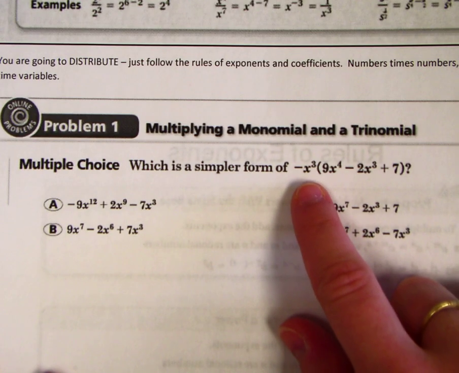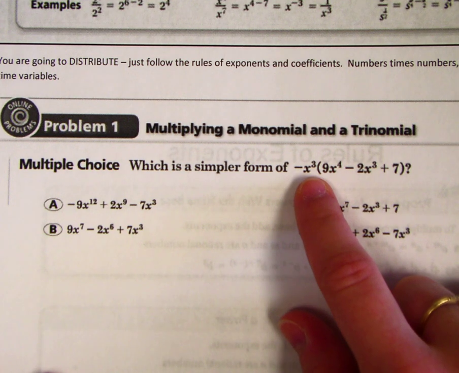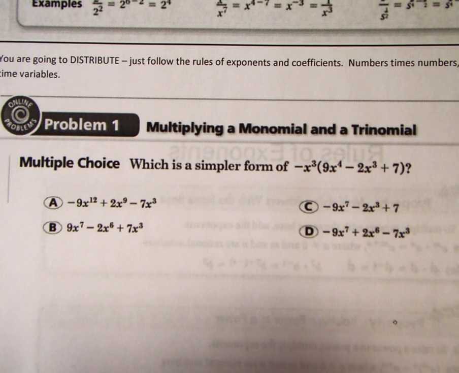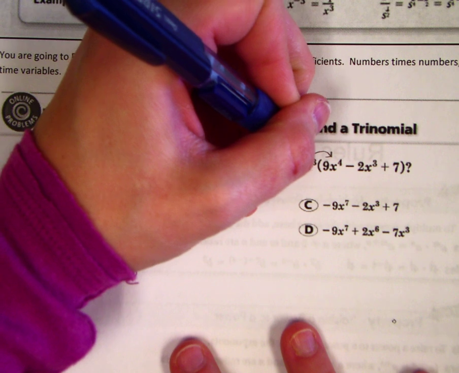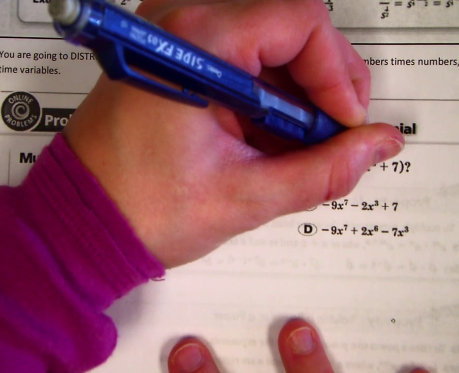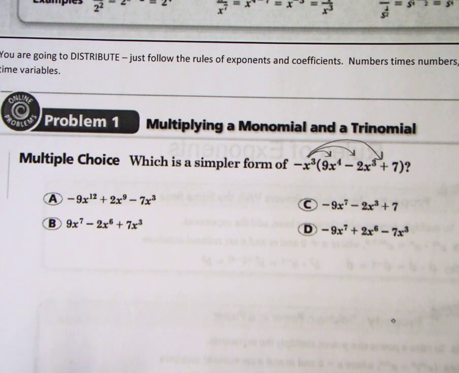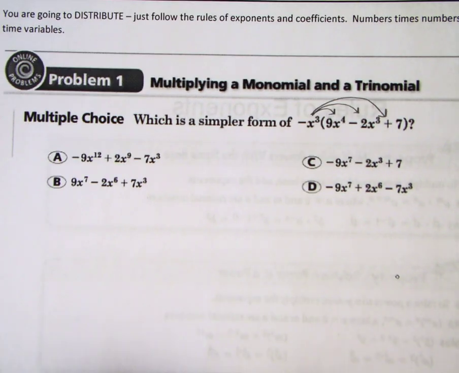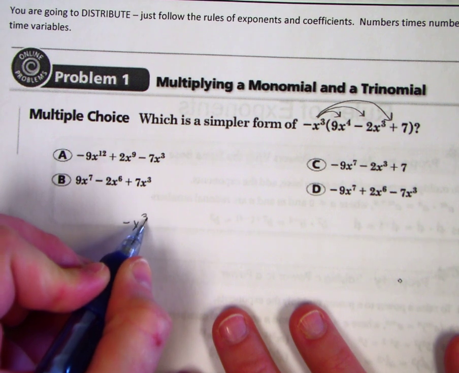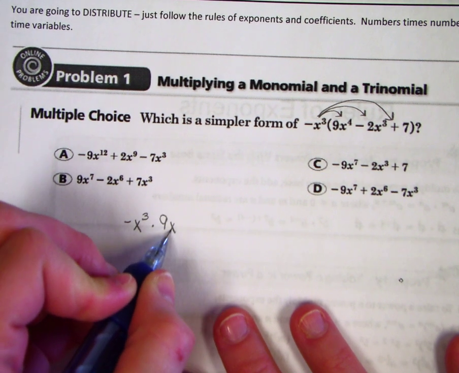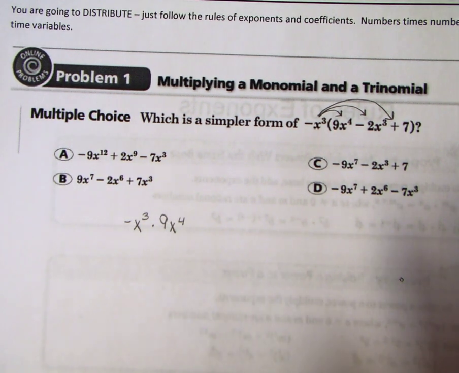You have negative x cubed, that's a monomial, times the polynomial 9x to the 4th minus 2x to the 3rd, plus 7. We're just going to distribute, so I'm going to get my pencil and draw distributing arrows so I don't forget. And you're just going to do this one by one by one. I'll take this one slow, and then the next couple we'll do a little more quickly. So the first thing I'm going to do is take negative x cubed times 9x to the 4th.